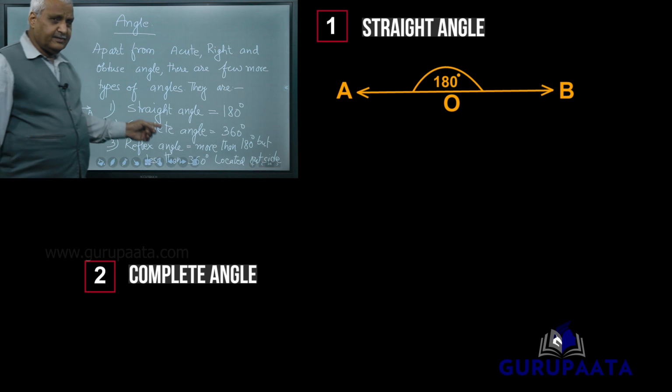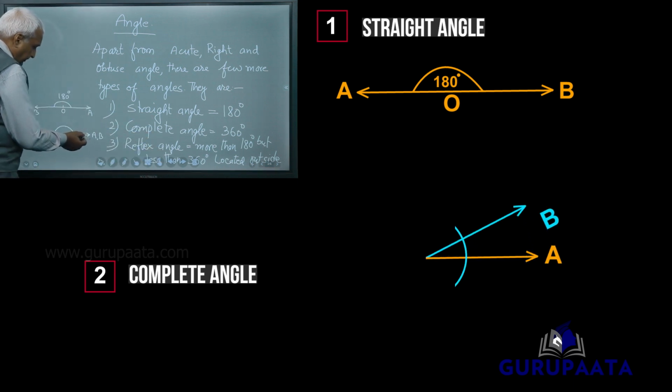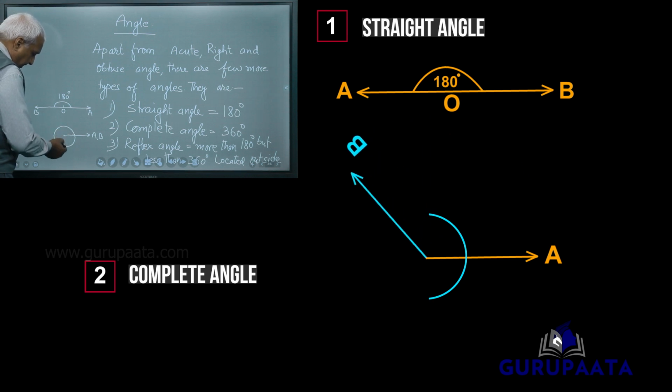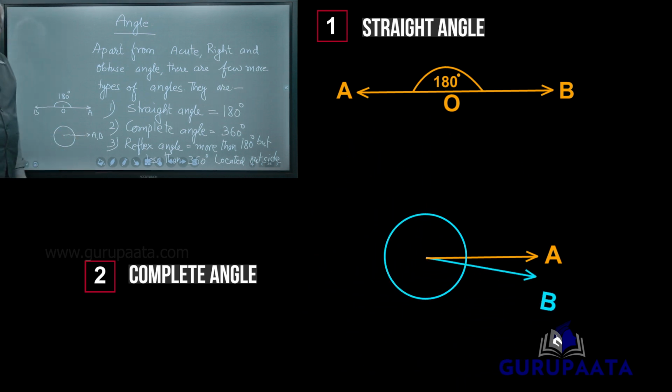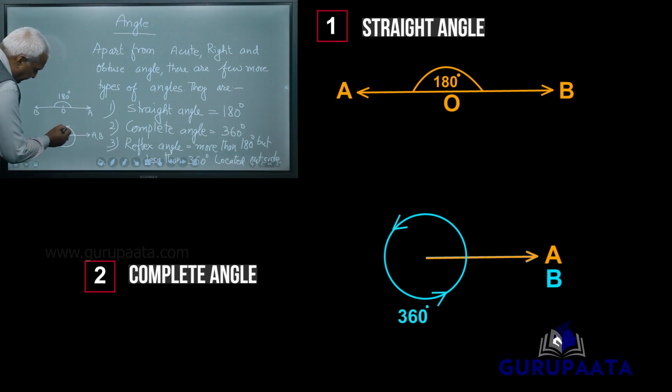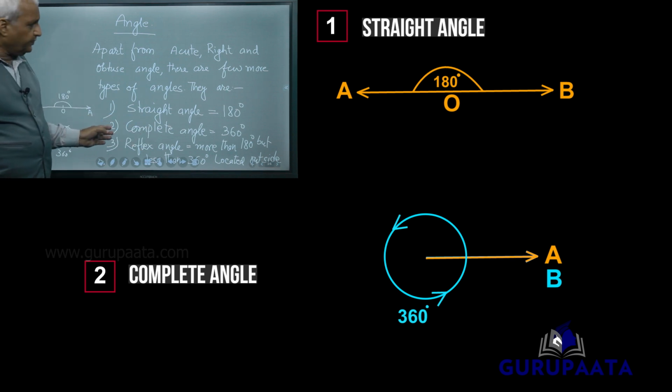Complete angle. If an arm is moving from its position and after a rotation comes back to its original position, the angle formed like this will be 360 degrees. And this type of angle is known as a complete angle.